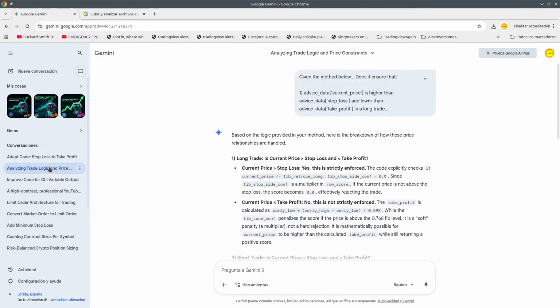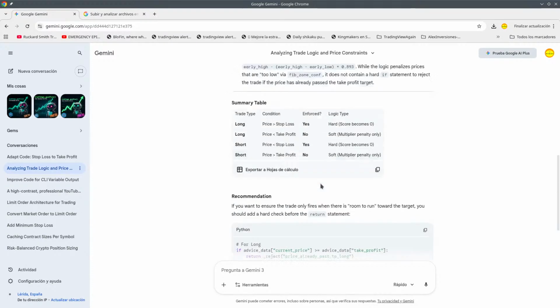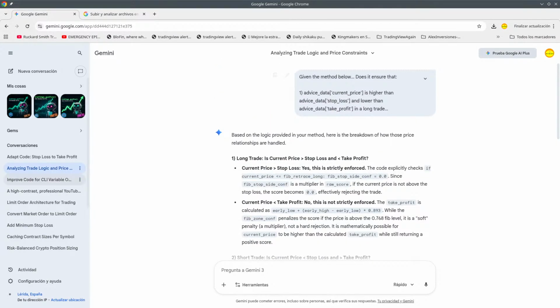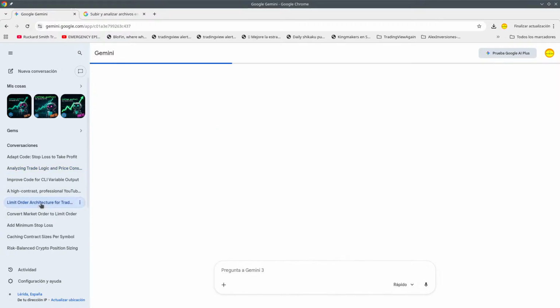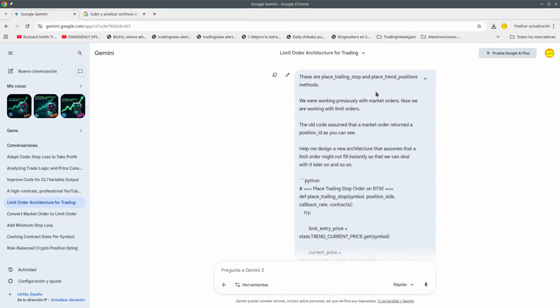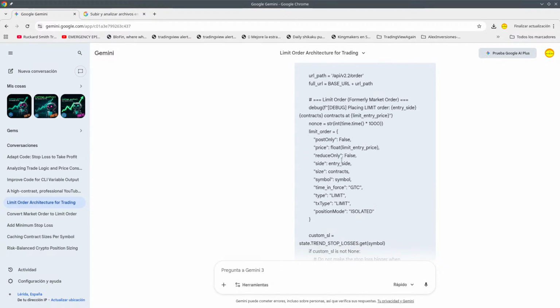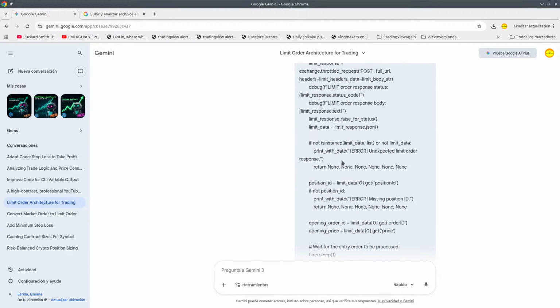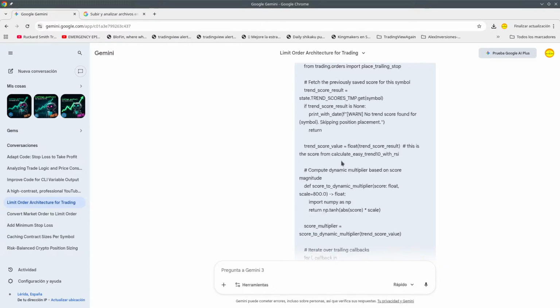Trade logic. Where do I have it? Improve. Okay, so here it is. This is where I explained the place trade and stop and place trade methods. We are working on this and that. These are the methods and so on. You know what I mean?